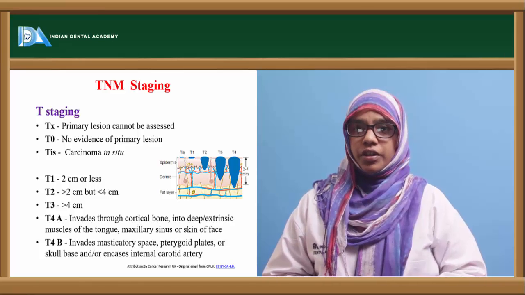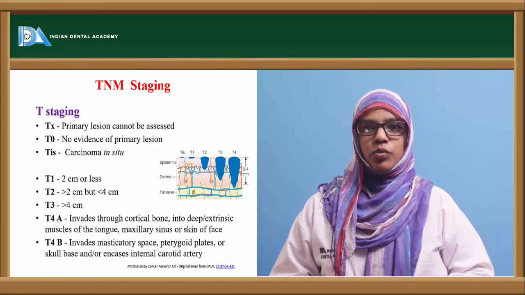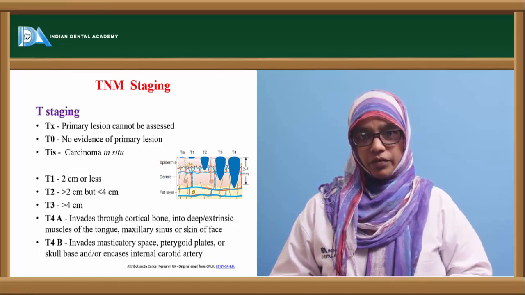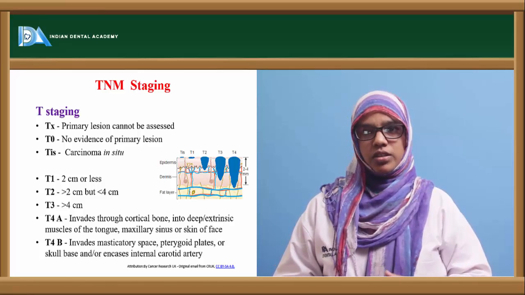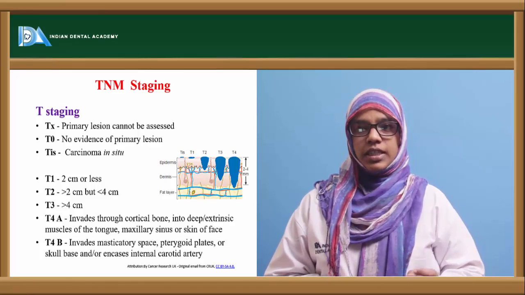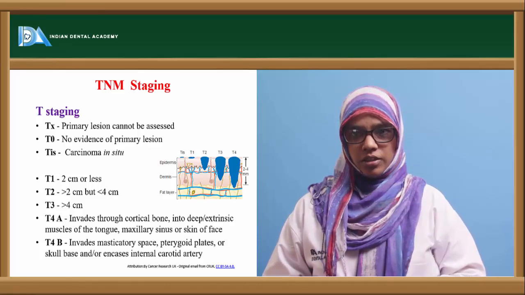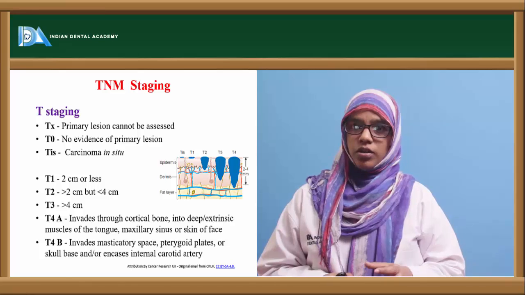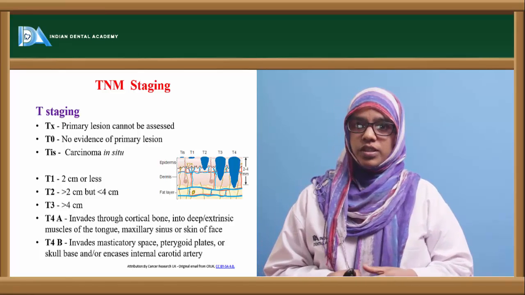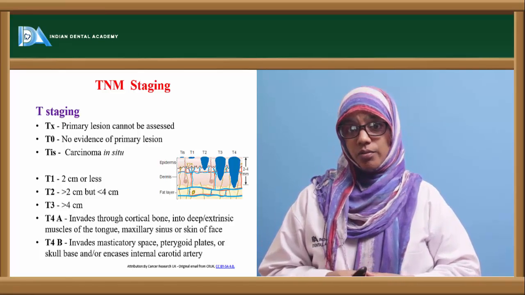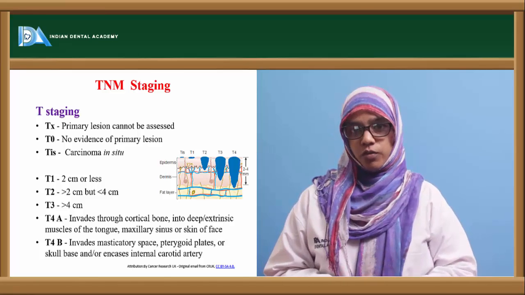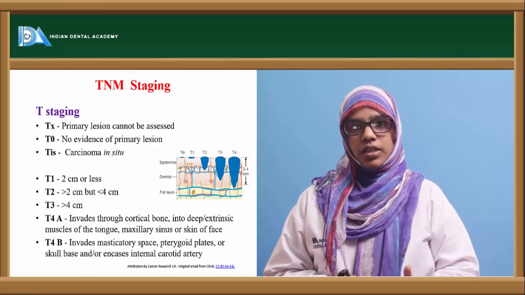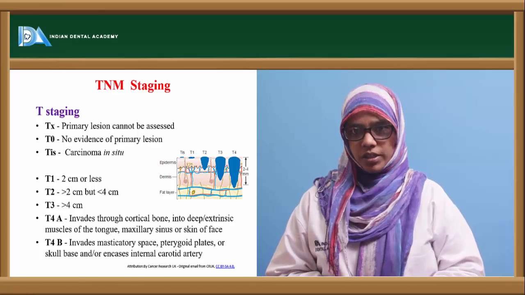Okay, now here TX stands for primary tumor lesion which cannot be assessed, whereas T0 is no evidence of primary tumor lesion. Tis is carcinoma in situ, whereas T1 stands for when the lesion is 2 cm or less in diameter. T2 is when the lesion is more than 2 centimeter but less than 4 centimeter, whereas T3 is where the lesion is more than 4 centimeter.